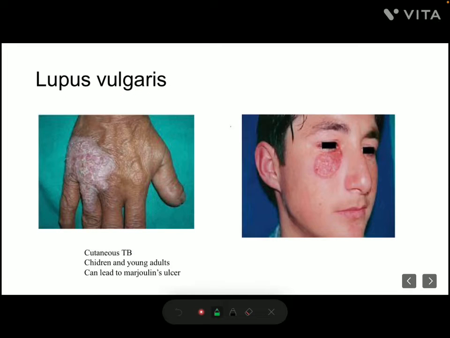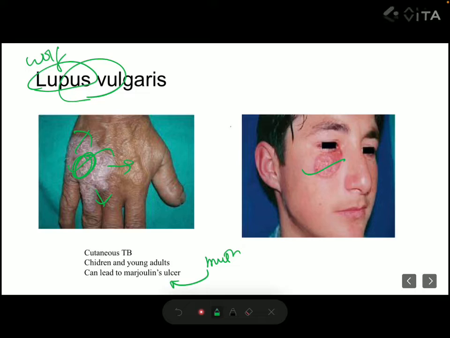Lupus vulgaris, as I've already told you, is the cutaneous form of tuberculosis. It is most likely to involve face and hand. So it is named lupus vulgaris, lupus meaning wolf, because of its destructive nature. It spreads towards its periphery, healing at its center. As this creates a lot of healing, a lot of regeneration, mutations are more likely to occur in here, and that might even cause Marjolin's ulcer.